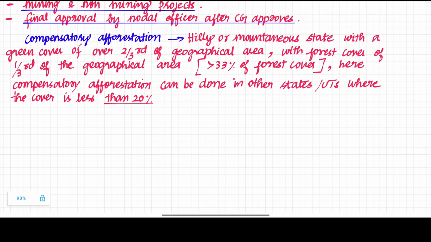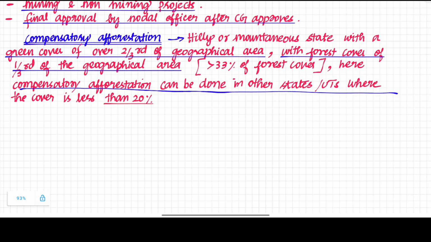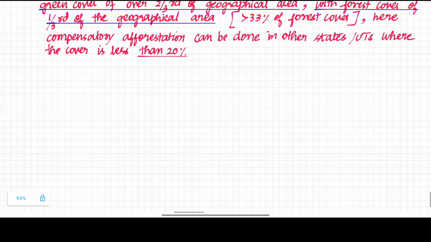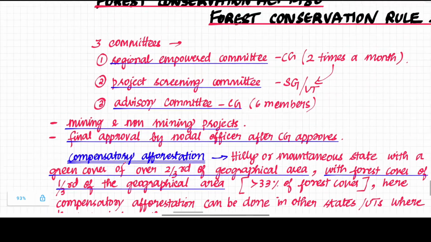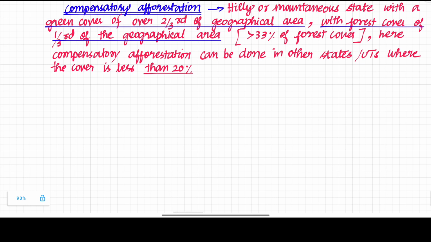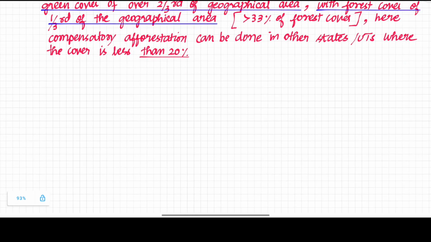Here it speaks about compensatory afforestation. States that already have green cover of 2/3 of the geographical area, with forest cover of 1/3 of the geographical area, can do compensatory afforestation in other states where the green cover is less than 20%. Now we are also speaking about tribal rights, in this recent rule of 2022.